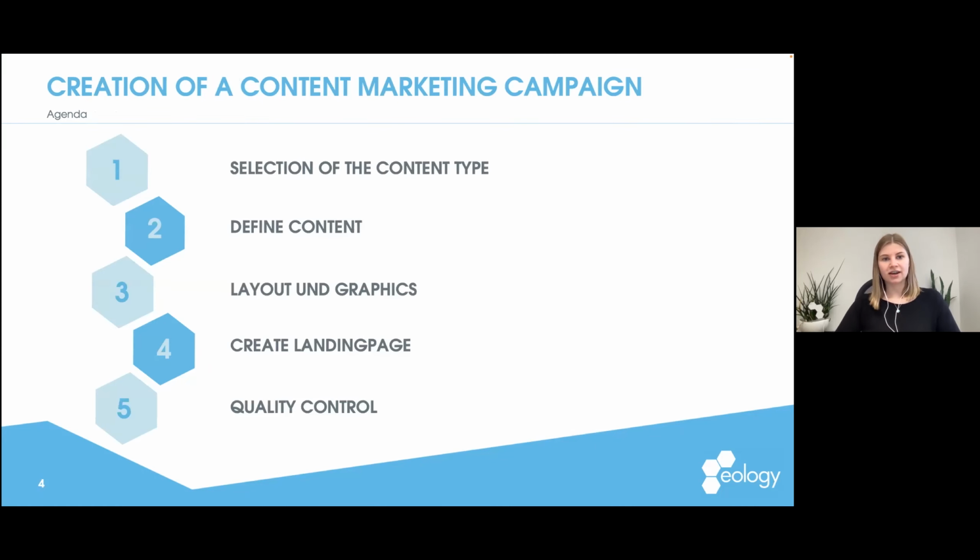Today, this is our agenda. First of all, we are talking about the selection of the content type you can use for your content marketing campaign. After that, we define the content. Then we'll talk about layout and graphics and create a landing page. And of course, at the end, we need a quality control.